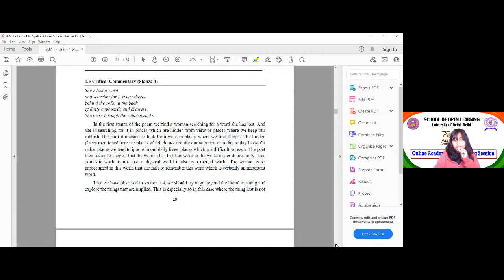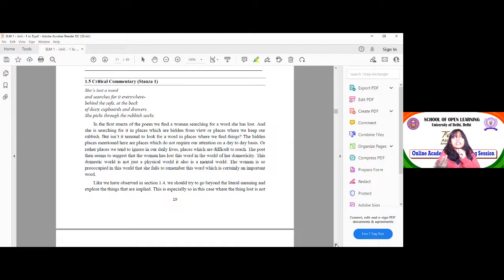So the reason why the poet is treating the word as a thing is because the poet Esther Morgan tries to tell you how losing a word feels like losing a thing, losing something that you have. And she's looking for it in places where we do not pay attention every day.